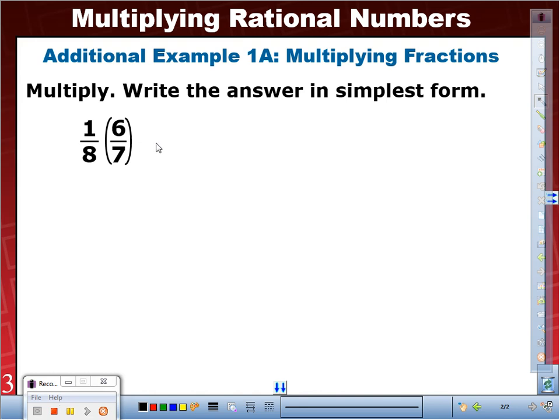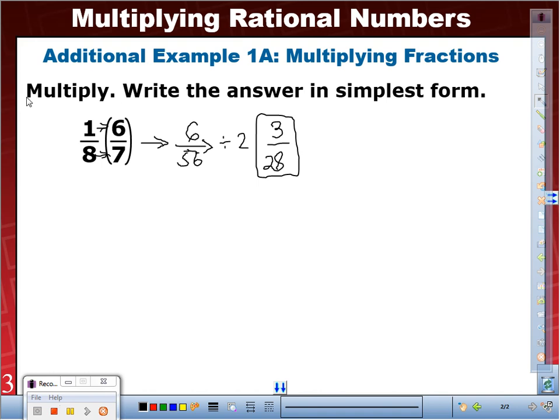Okay, let's do this one together. Step 1 says identify if the result is positive or negative. So what is the result? Positive. Okay, from there multiply numerator times numerator. So this becomes 6 over 56. Then at the end it says reduce to lowest terms. Can we divide by 2? So this becomes 3 over 28, and we're done. Hands up if you got that.